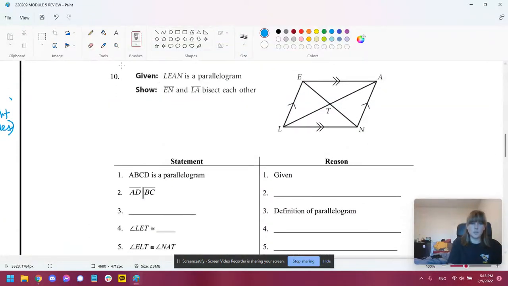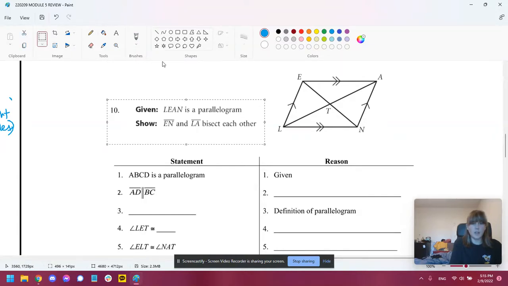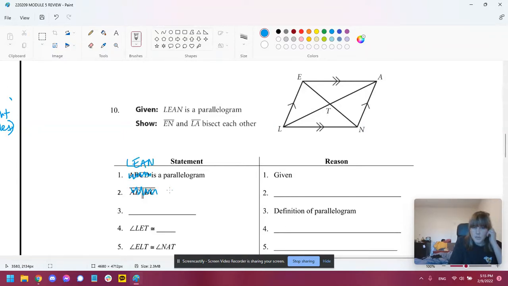This one, they told me that lean is a parallelogram, and I want to show that E and A bisect each other. First off, I changed this on the board. It should be lean. LE is parallel to AN. All right, lean is a parallelogram, that's given. These two are parallel by the definition of parallelogram.